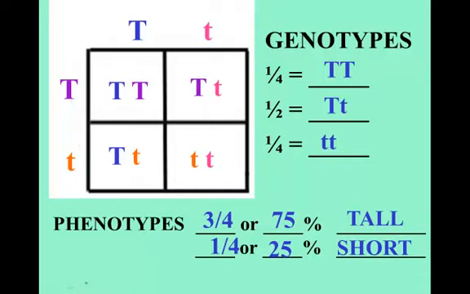1/4 is 25%. 25% of my offspring are going to be short. 3/4, 75% are going to show the tall trait.